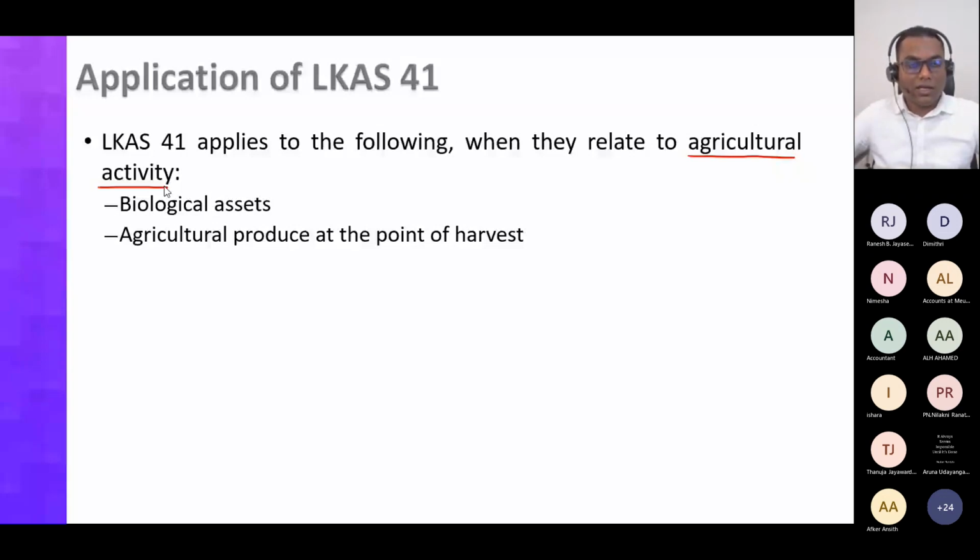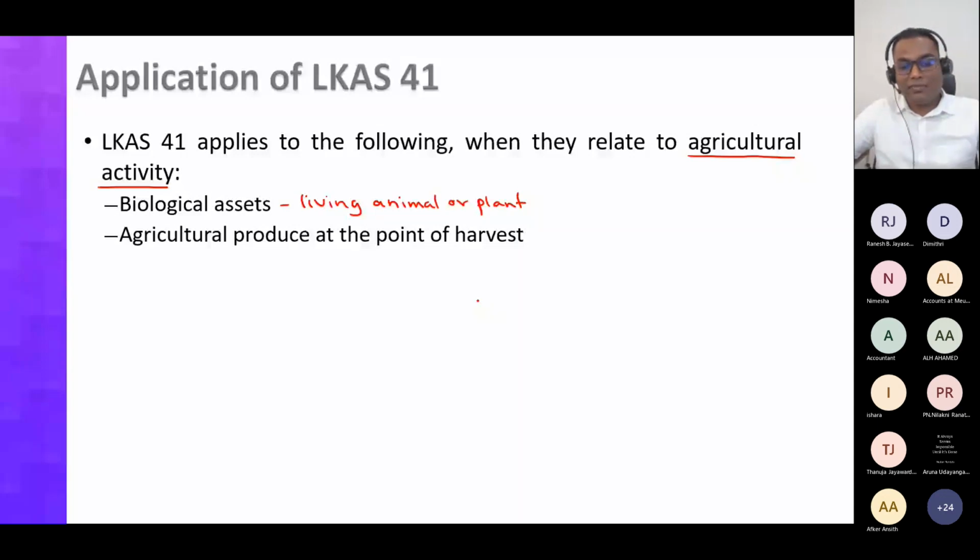If you have any biological assets, what is a biological asset? A living animal or a plant. If there are any biological assets relating to an agricultural activity, LKS 41 covers that. Examples are cows, sheep, and plants such as trees grown to take timber out of, as well as agricultural produce at the point of harvest.